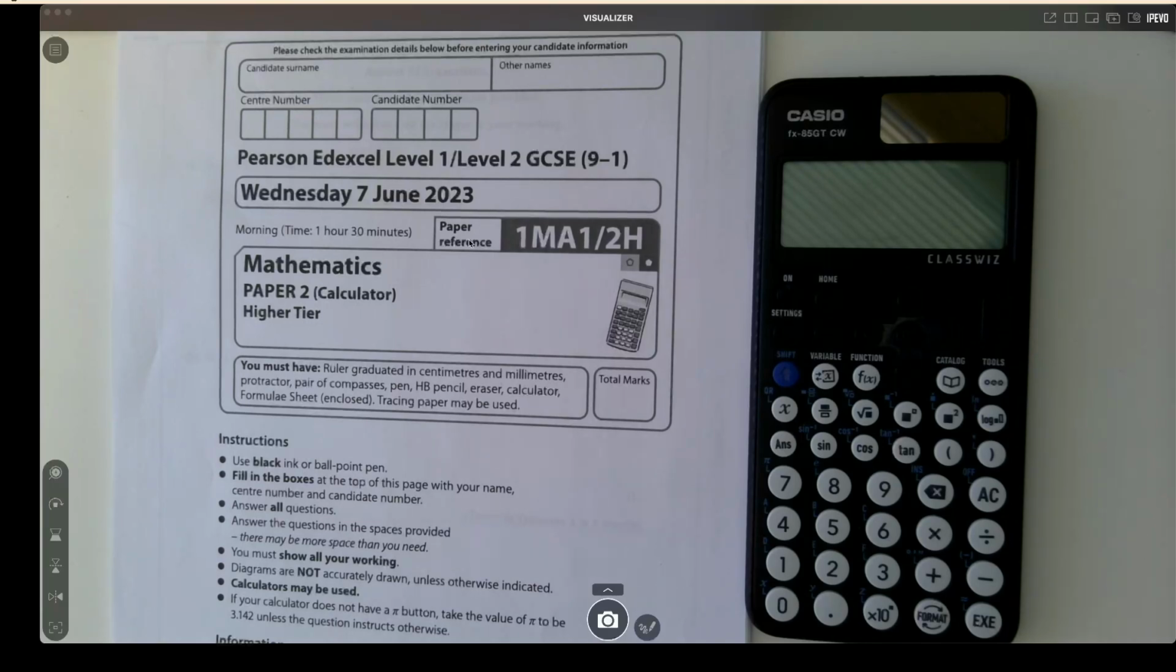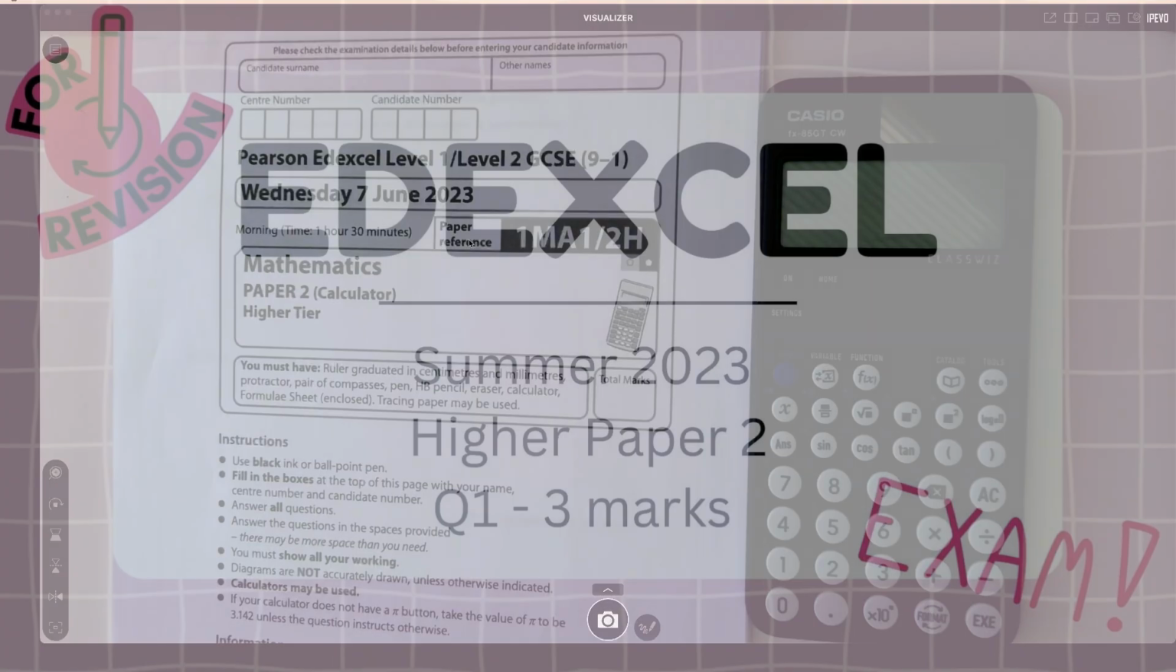Edexcel paper 2s are calculator papers, so a calculator should be used. A little disclaimer: there may be more than one way to answer a question. The methods shown in this video are not the only way some mathematical skills can be applied. Okay, let's get started.